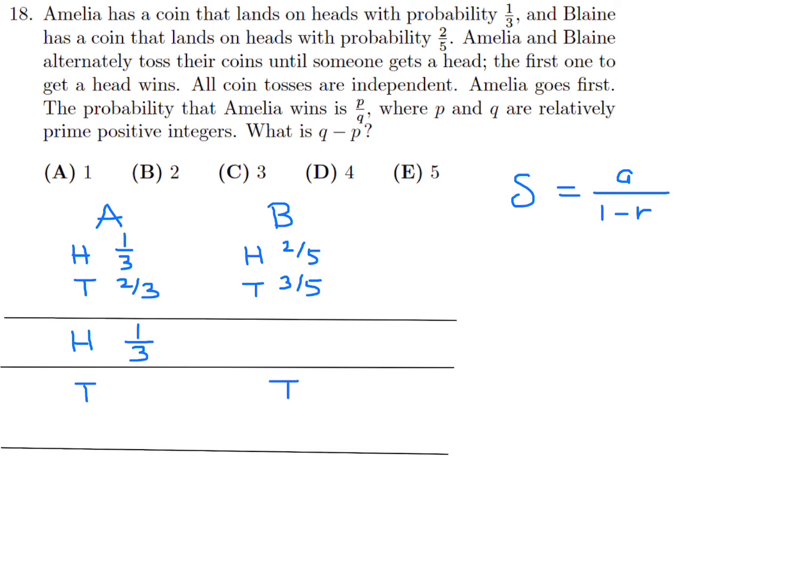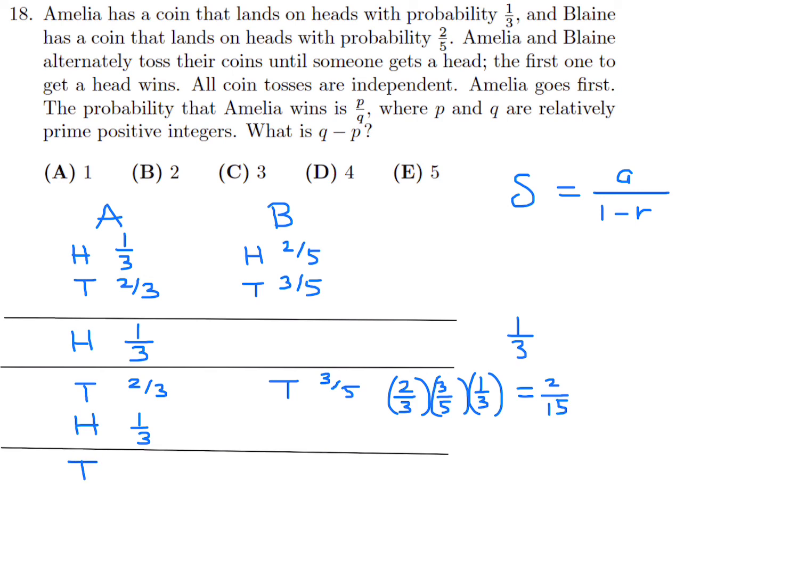Well, we want Blaine to flip a tail and then a head for Amelia. So this probability would be 2/3. This is 3 over 5. And this is 1 over 3. So we have to multiply them all. So 2 over 3 times 3 over 5 times 1 over 3. And that would be 2 over 15. And this one was 1/3 if we want to keep them in the same sort of column. All right, let's keep going.